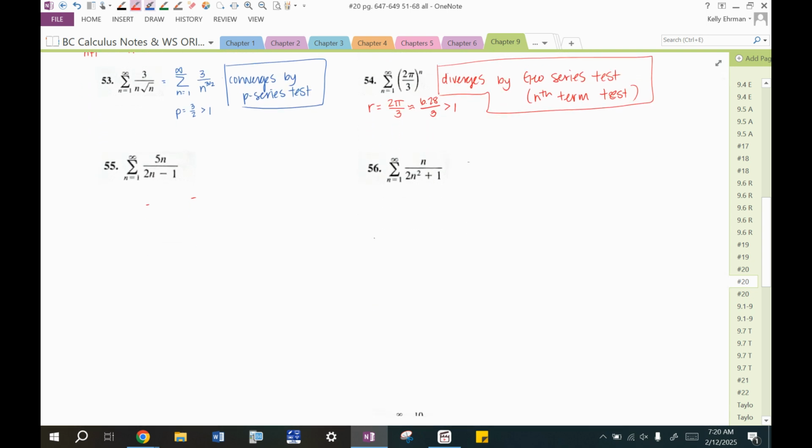Okay, for 55, speaking of the nth term test, remember you should always mentally be doing an nth term test, which really just means, is this bottom heavy? If it is, then I can go ahead and do another test. But this is not bottom heavy. So I would just show that the limit as n approaches infinity of the terms, 5n over 2n minus 1, or just the sequence, is equal to 5 over 2. And the rule is that that's not 0. So if the terms are not approaching 0, then this diverges by the nth term test.